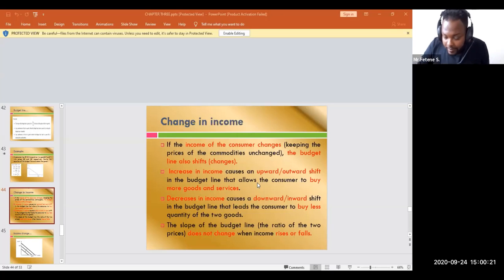Whilst decreasing income causes a downward or inward shift of the budget line, which leads the consumer to purchase a lesser quantity of the goods. When our income decreases, the budget line shifts downward, because our purchasing power decreases and the amount we buy becomes smaller. So the slope of the budget line, the ratio of the two prices, doesn't change when income rises or falls. The slope is the ratio of the prices, as we said.